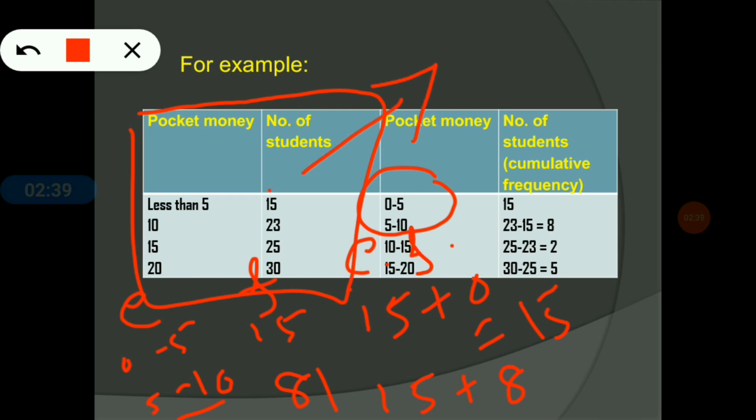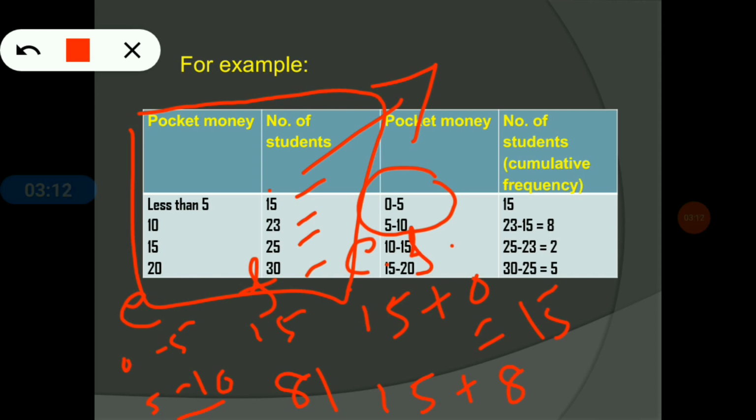This column indicates the cumulative frequency. So 15, 23, 25, 30 all are the values of cumulative frequency. So we have to convert it into simple frequency series also. So how do we get the simple frequency value? When we deduct the frequency of the previous class from the frequency of the present class, then we get the simple frequency.